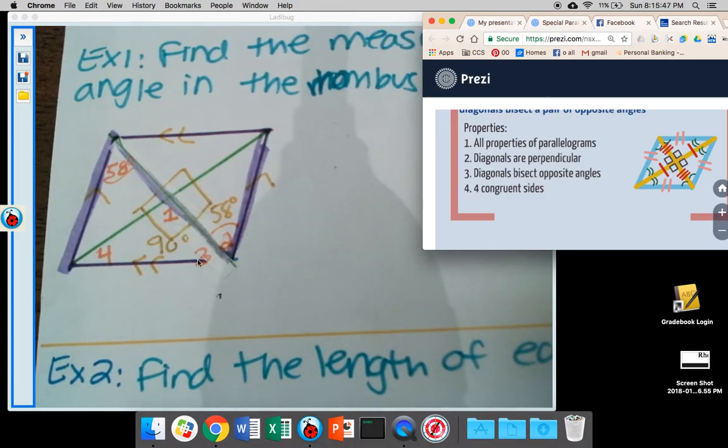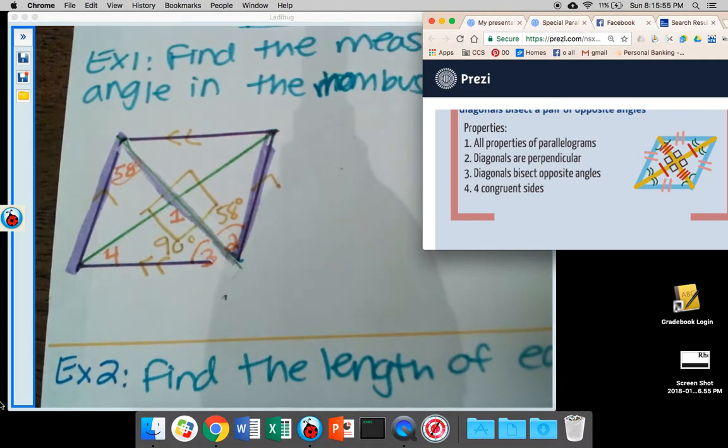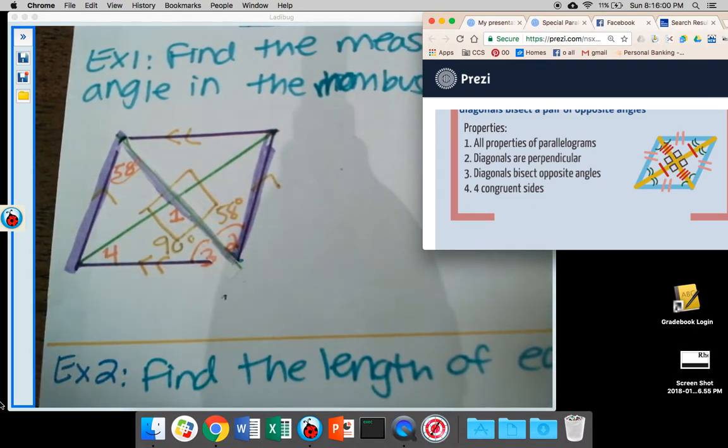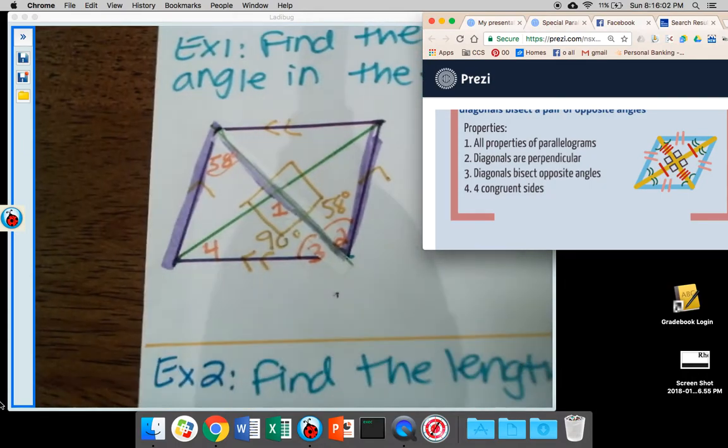So if it cuts this angle in half, if this is 58 degrees, what do you guys think angle 3 would be? Holy hot dog, it is 58 degrees as well, because when the diagonal comes in here, it bisects it, which means it slices it in half and makes two congruent angles.